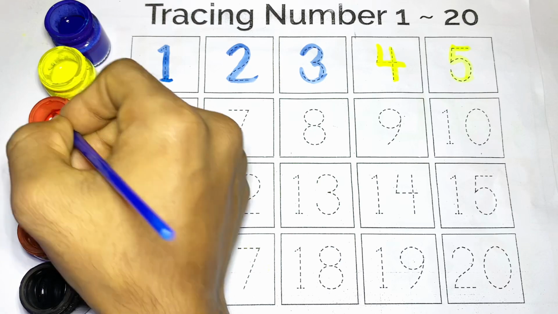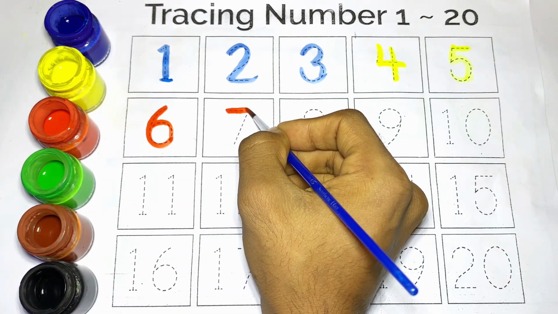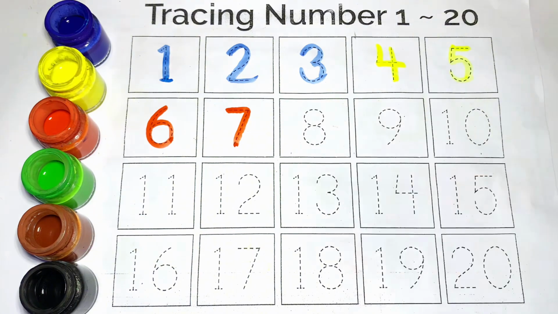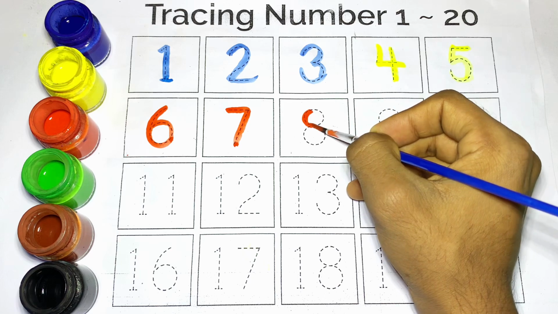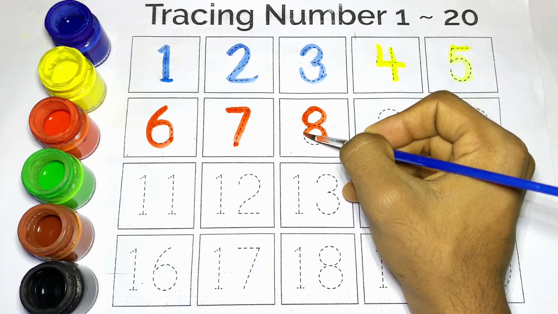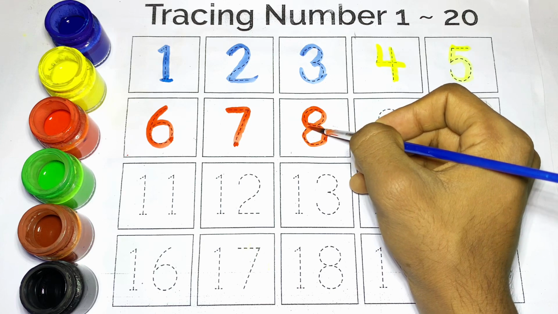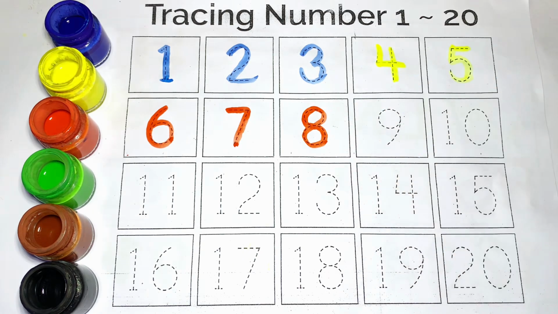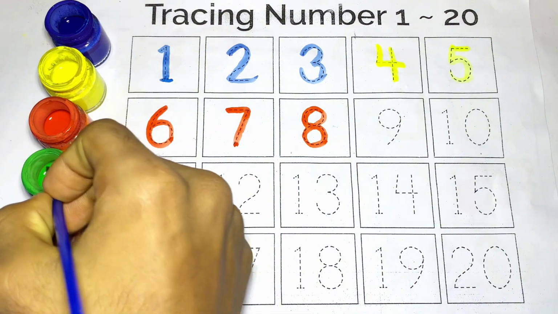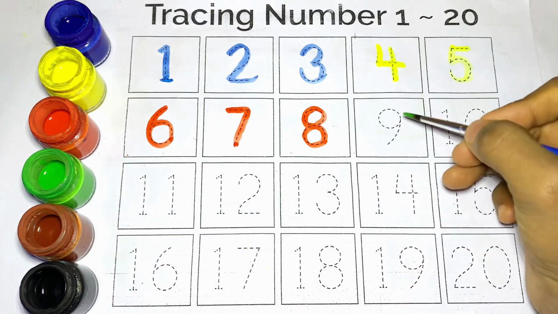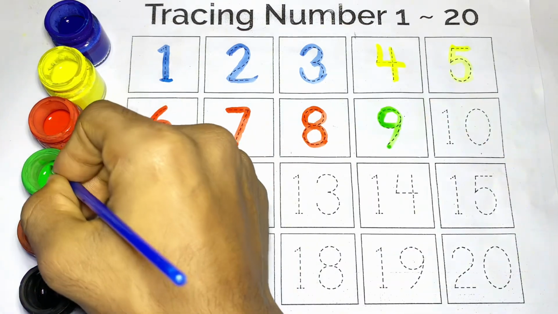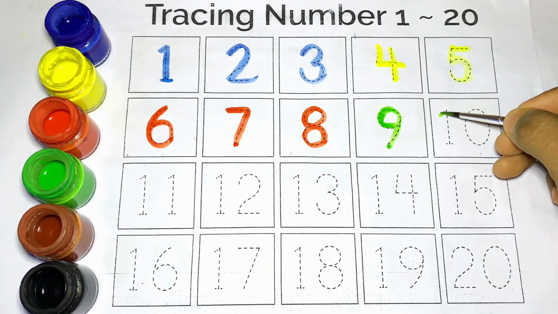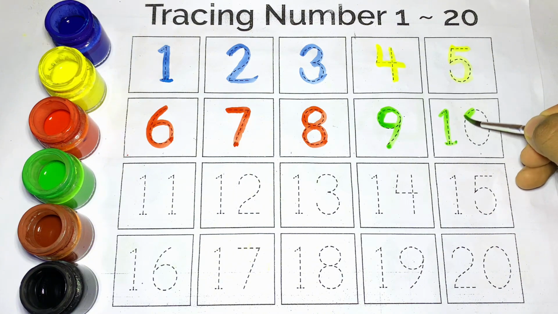Kids, again use red color and draw 7. The numbers of 7. Kids, now draw 8. The numbers of 8. And again use red color. Kids, now draw 9. The numbers of 9. And use green color. Kids, again use green color and draw 10. The numbers of 10.